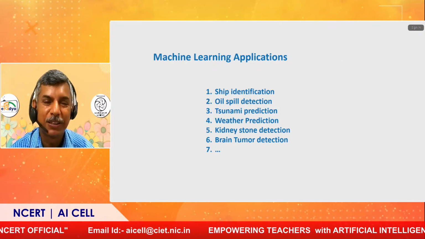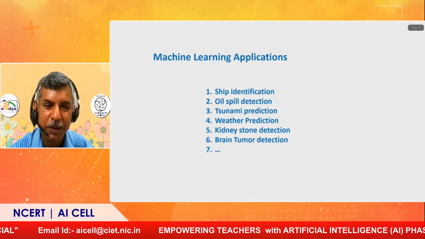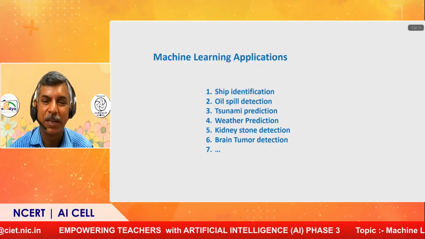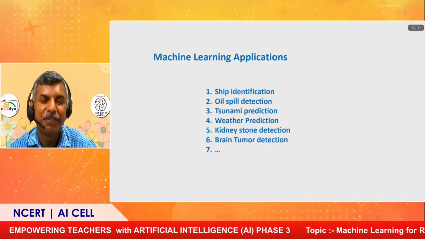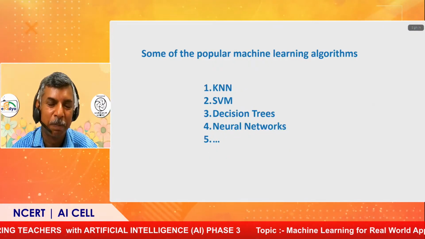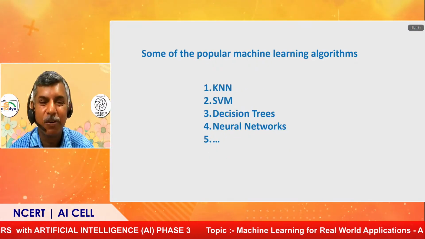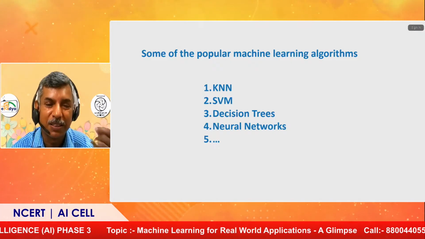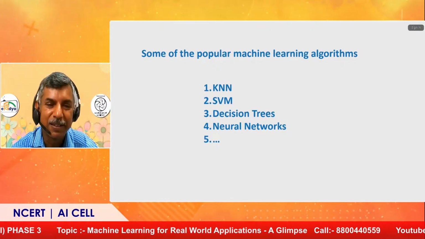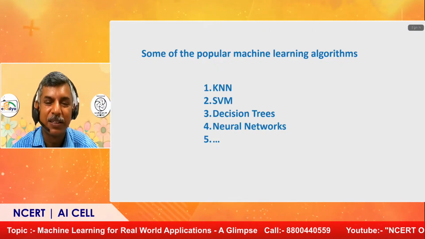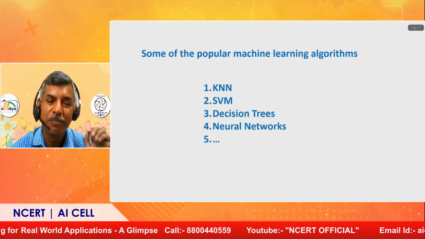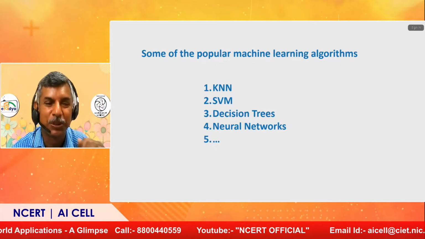It can be used for ship identification, oil spill detection, tsunami prediction, weather prediction, kidney stone detection, brain stroke detection, anything, even in the classroom scenario that I was explaining. So many machine learning algorithms are there. Which machine learning? What is machine learning? KNN, support vector machine, decision trees, neural network. So many machine learning algorithms. Depending upon the situation, we can use any machine learning algorithm.